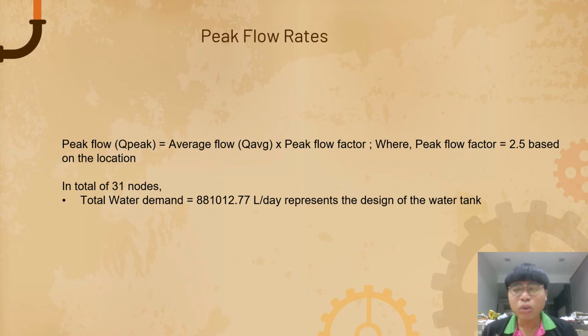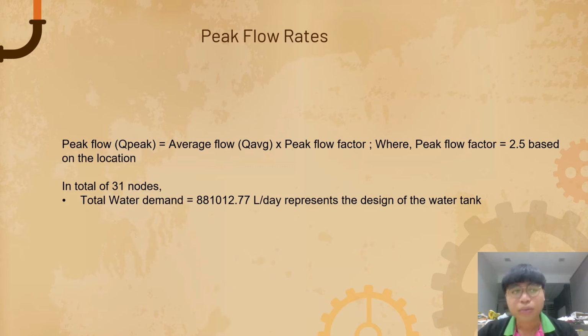Next, we need to know about the peak flow rate. Peak flow rate is equal to the average flow times the peak flow factor, where the peak flow factor equals 2.5. So we need to know all the different locations' peak flow rates, and we sum them up. In a total of 31 nodes, the total water demand equals 88,112.77 liters per day, which represents the design of the water tank.